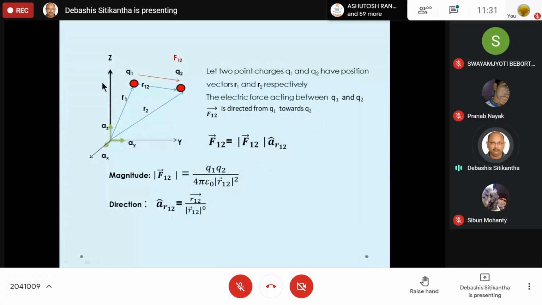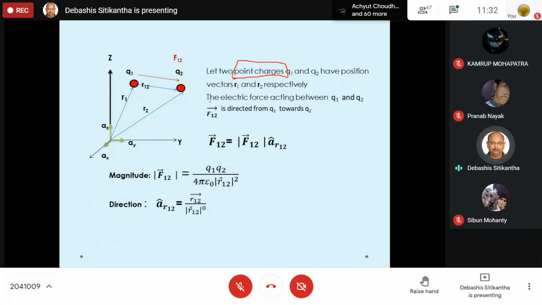Okay. So Coulomb's law says that the electric force of attraction or repulsion between two point charges. Now the first thing to be noted over here is point charge. So what is a point charge?